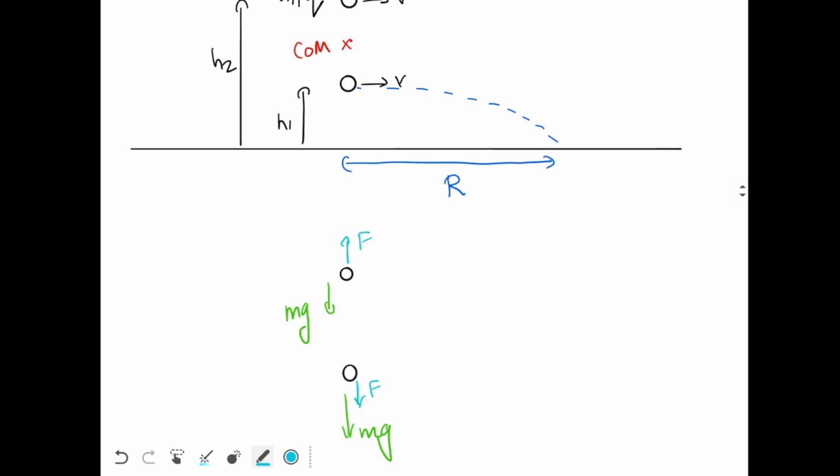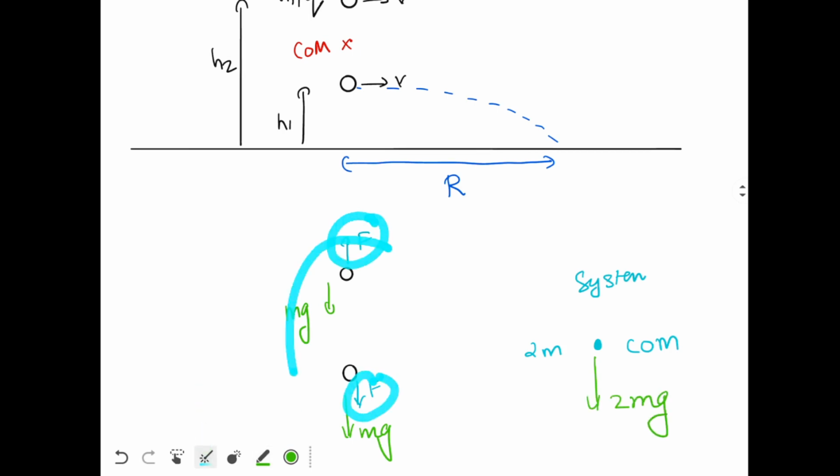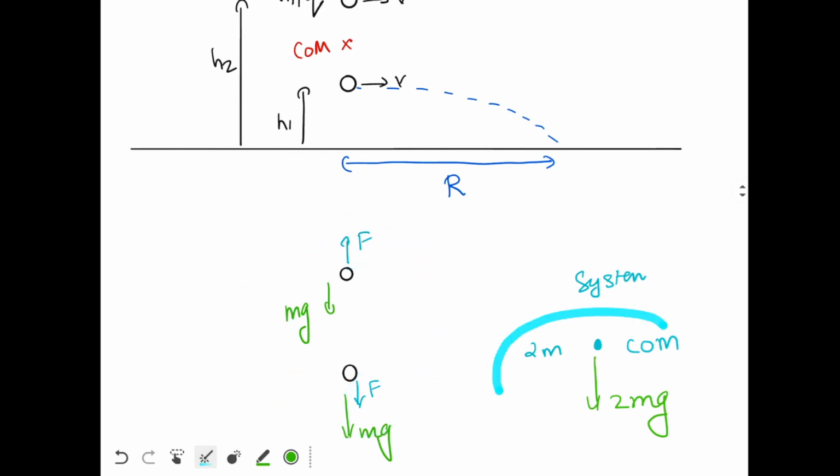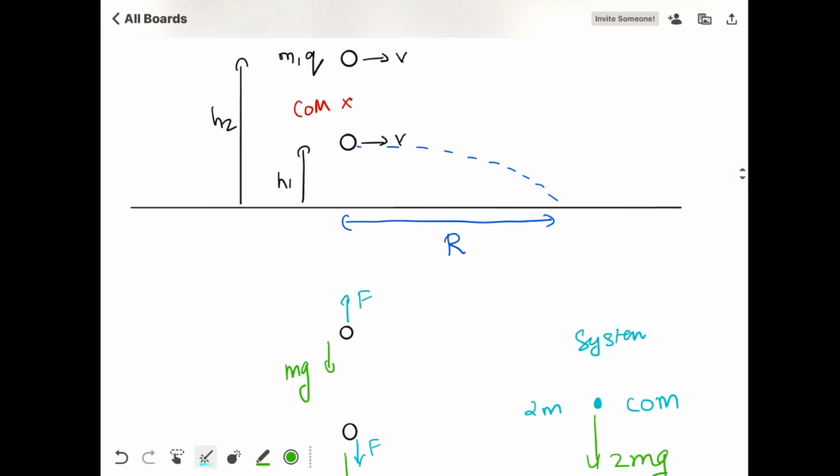But when you look at them as a system, for the system, you only have center of mass having total mass 2m. So gravity is acting downwards, 2mg. While this force F is an internal force of the system applied by the particles of the system on each other. So on the center of mass, this internal force is not acting. So we see that the center of mass has only one force, that is gravity, and therefore the center of mass will follow projectile motion.